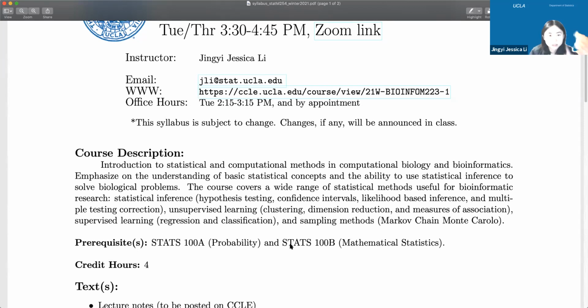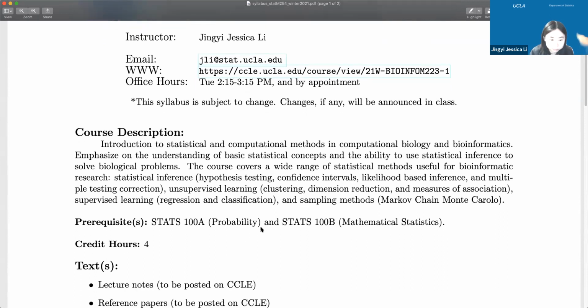I know some of our bioinformatics students have enrolled in Stats 100B based on my suggestion, and you will see that the materials are really useful. For example, with that class, you will understand what a t distribution is, what a chi-square distribution is, what likelihood is, and what the maximum likelihood estimates are. Those things will be used in this class.